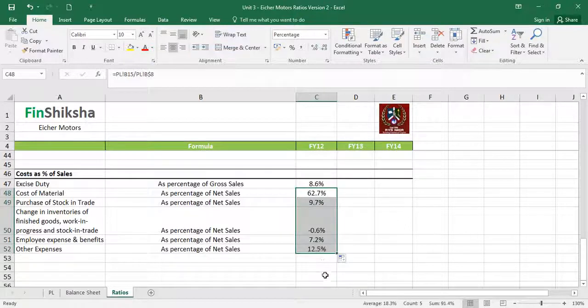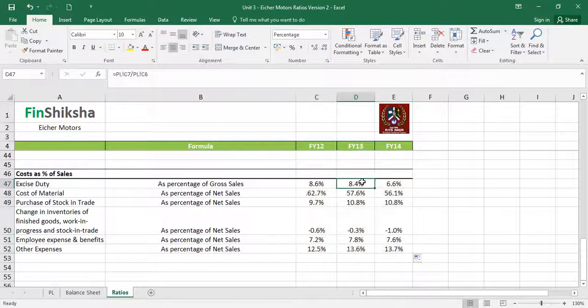And we find all the costs as percentages of net sales, and that gives us an idea of which are the highest costs that the company has to take care of, right? So cost of material is the biggest cost. I can now just take it and simply drag it on the right side, and it will give me the data points for all the years.